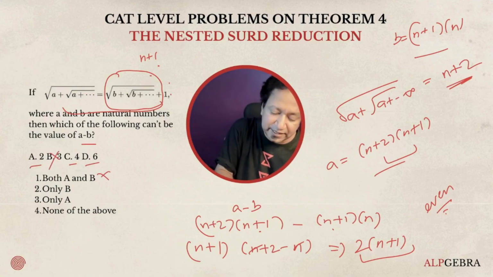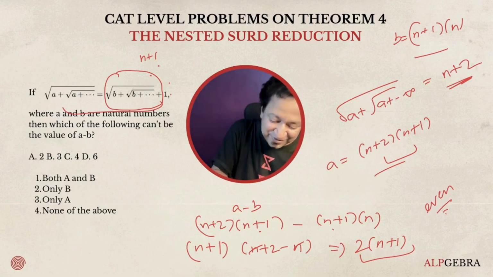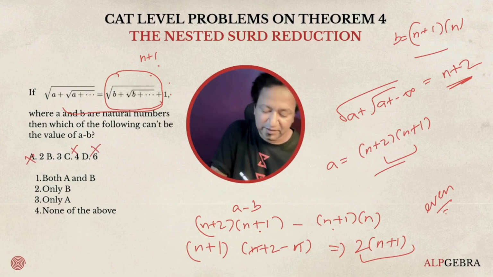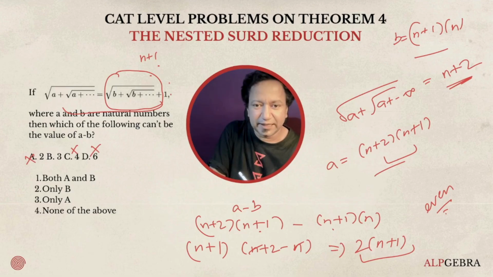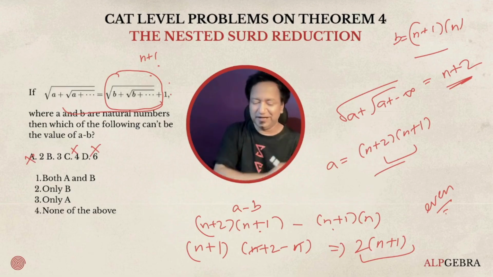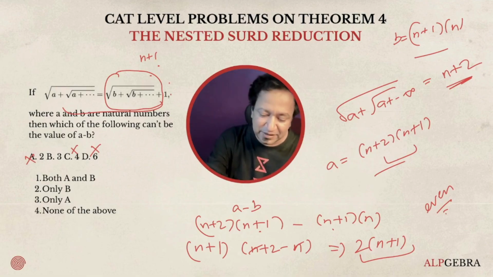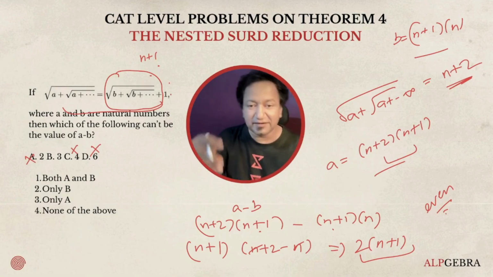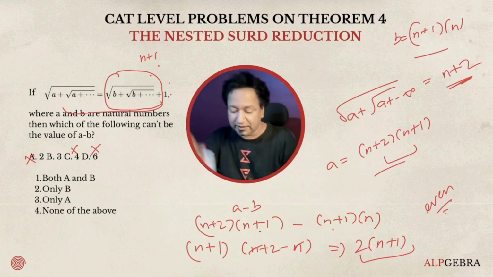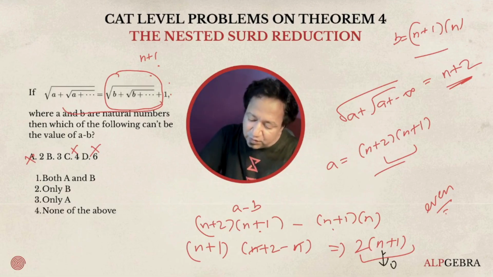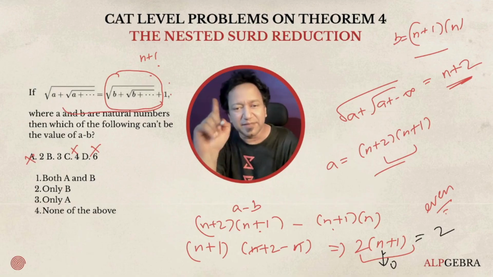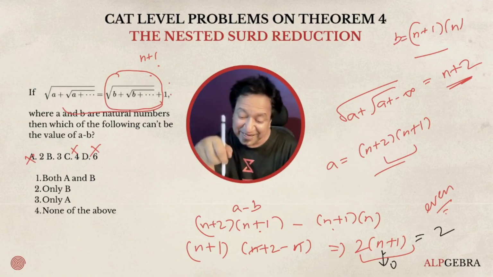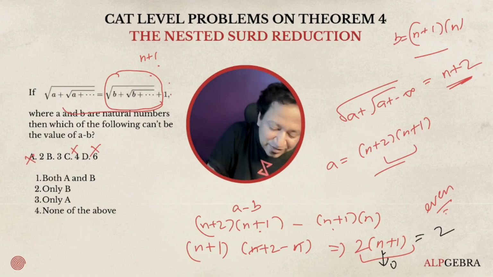So first and second can't be the value. So A can be the value, C can be the value, D also can be the value. Right? Is that right? No, that's not right. Why is that not right? Because I told you in the previous session itself, and that is how the question keeps on getting difficult and difficult. If this n is 0, then only I can get 2 over here, but n can never be 0, right? n was a natural number. That means I cannot even get this 2. So only 4 and 6 are possible.